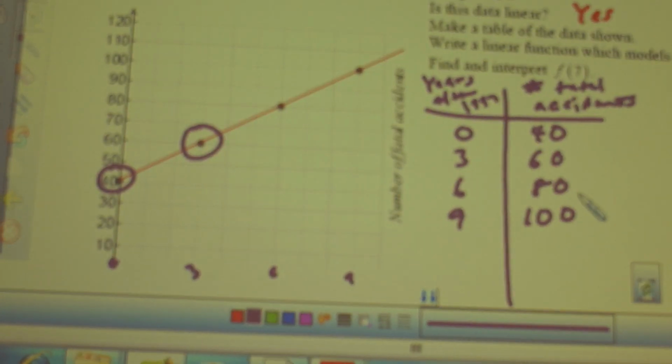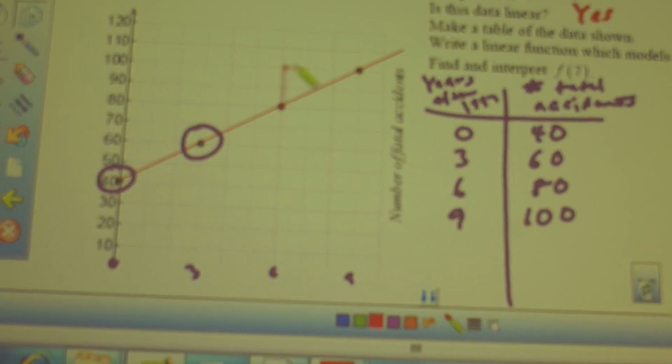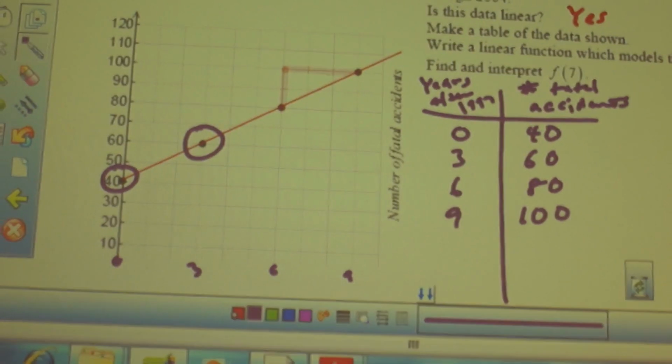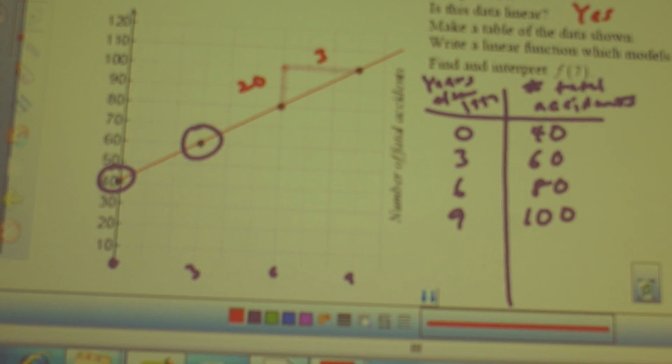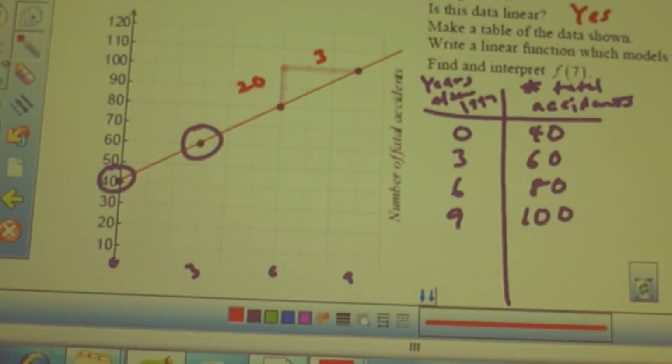And then we're going to write a linear function which models the data. So I need to figure out the rise and the run along here. So my rise is, you guys said the rise was 20, and my run from here to here was 3. So then, remembering that y equals mx plus b, we have m equals rise over run. So m equals 20 over 3.